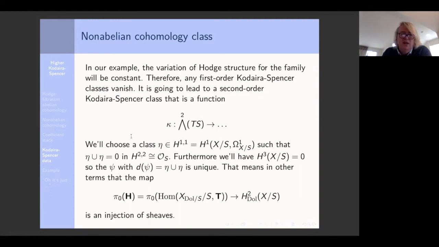But let me just say, we're going to choose our class eta. We're going to choose it inside H11. And we're going to choose it so that its cup product with itself is 0 in H22. And in our example, we're also going to have H3 equals 0 so that the solution of d-bar psi equals eta cup eta is unique, which is going to basically mean that we have an injection from pi 0 of H into H2 Dolbeault of X over S.